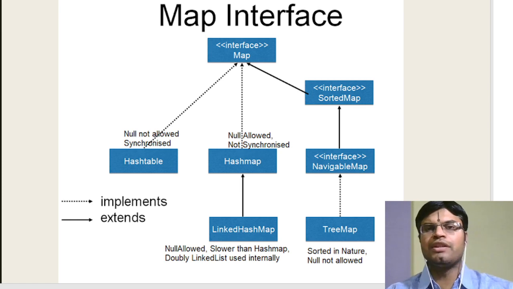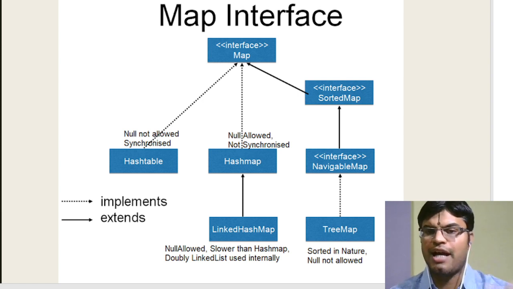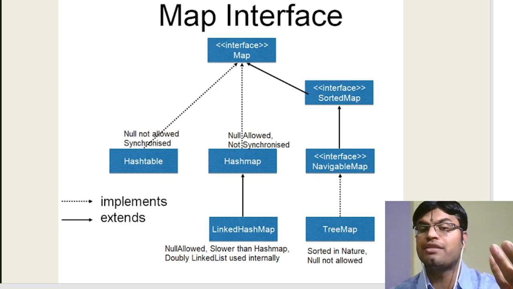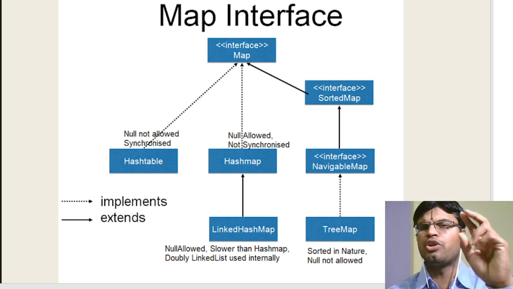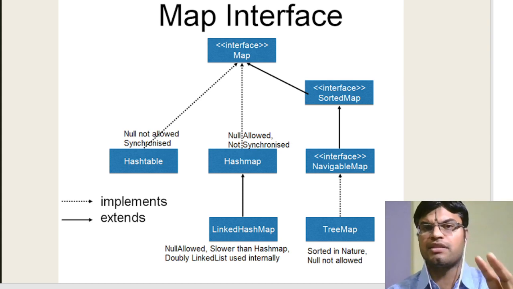Alright guys, as you can see on the screen, we have something called a Map interface. Under the Map interface, we have Hashtable, we have HashMap, under which we have LinkedHashMap, and then we also have a class called TreeMap. We have already looked at hash tables, but today we're going to look at hash maps. There are mainly two big differences, guys.